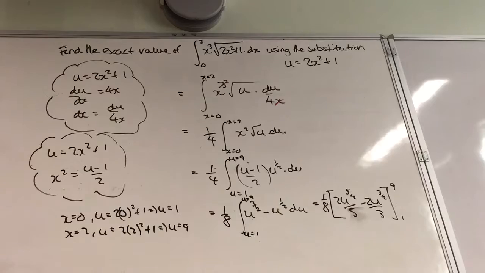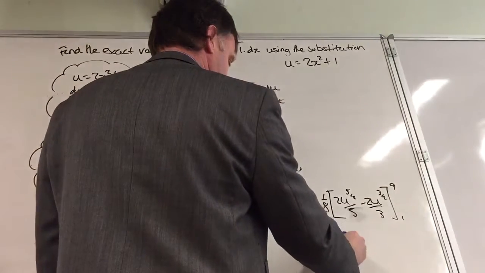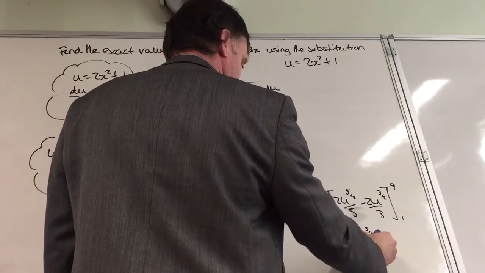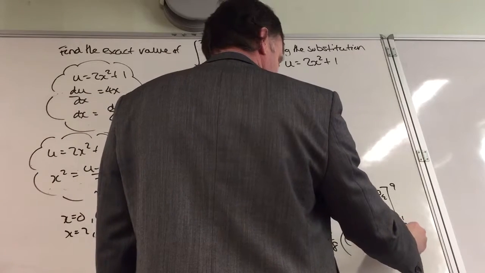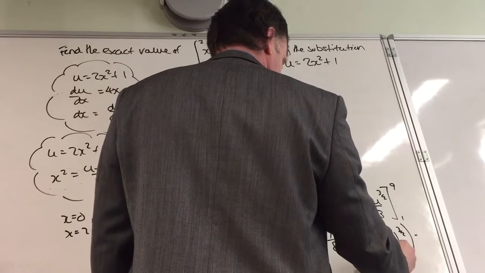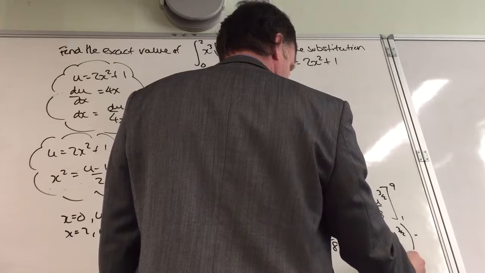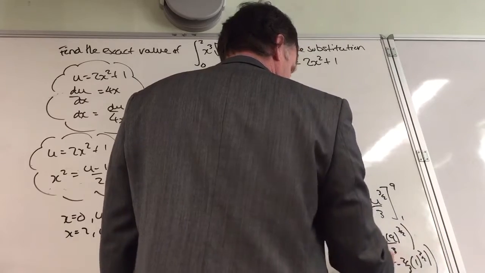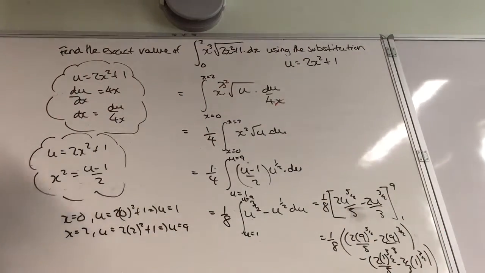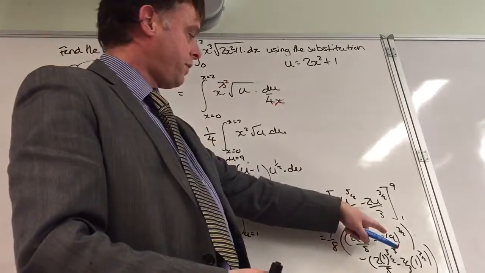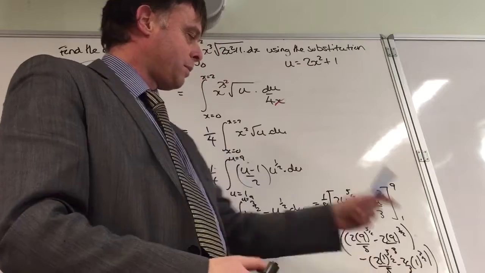And then at that point, we can just swap the numbers in, and we get 1/8. So we've got 2 times 9 to the power of 5 over 2 over 5, minus 2 times 9 to the power of 3 over 2 over 3, minus, and when I put 1 in, 2 times 1 to the power of 5 over 2 over 5, minus 2 times 1 to the power of 3 over 2 over 3. And if I evaluate that, then I have my exact value. So u is equal to 1 and 9. So we put 9 in first and evaluate that. Then we take away whatever we get when we put 1 in.